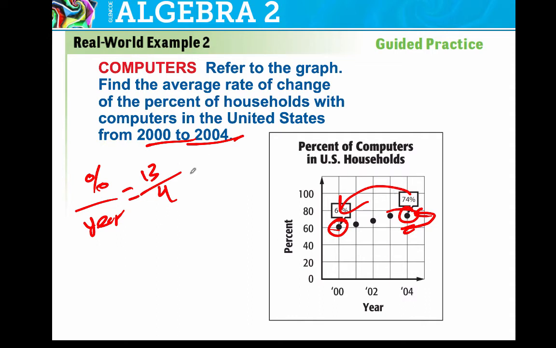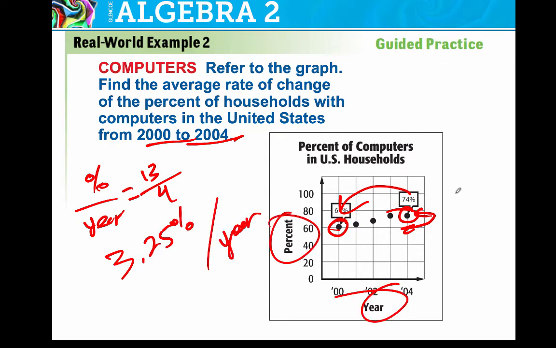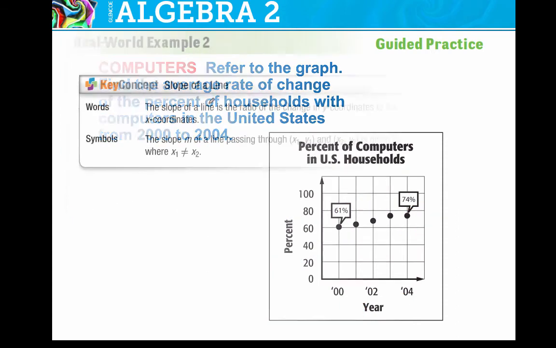13 divided by 4. We're talking about 3.25% per year. And these are written a little bit backwards. Usually they are years, but they did tell us percent of households up there.